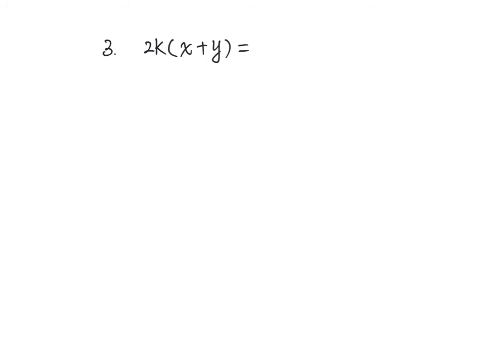Now let's take a look at the third example. 2k times bracket x plus y. So we also use this rainbow method, but here 2k times x. So we get 2kx. Here is plus, so plus 2k times y, which is 2ky.